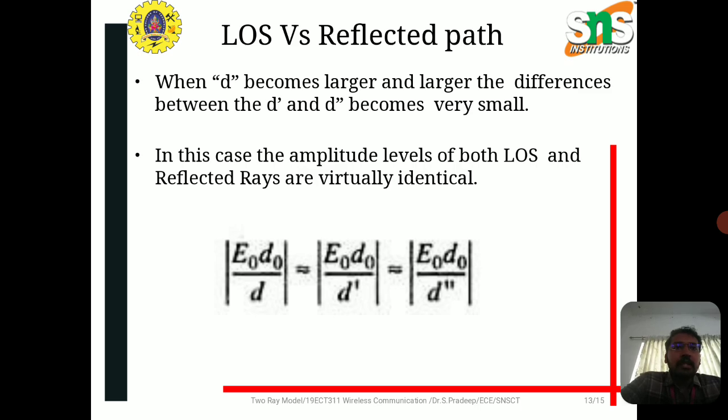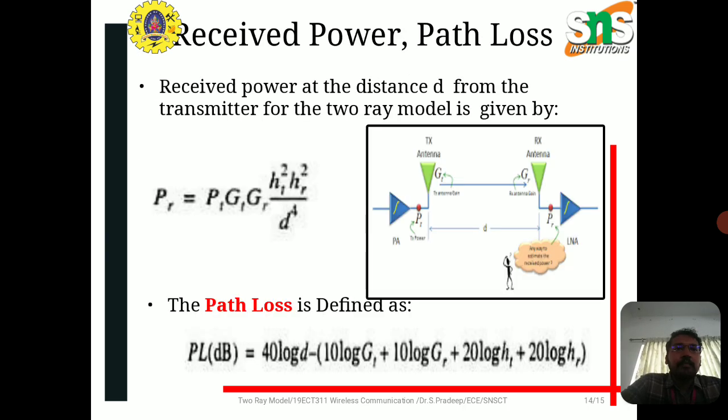Line of sight versus reflected path. When d becomes larger and larger, the difference between d' and d'' becomes very small. In this case, the amplitude levels of both line of sight and reflected rays are virtually identical. Therefore, E0 d0 by d is approximately equal to E0 d0 by d', which is also approximately equal to E0 d0 by d''.